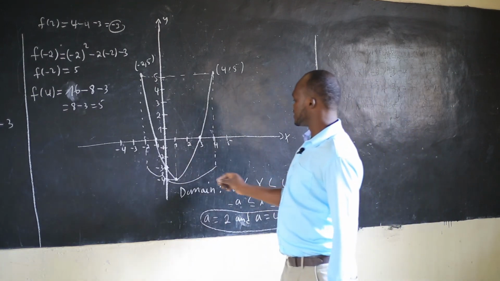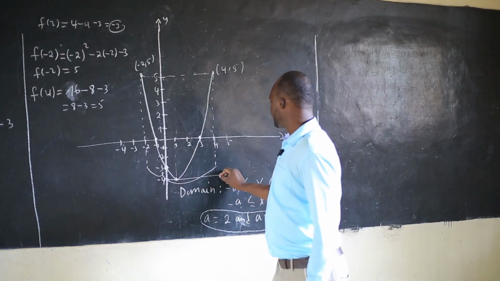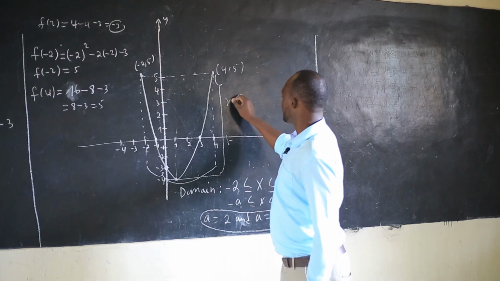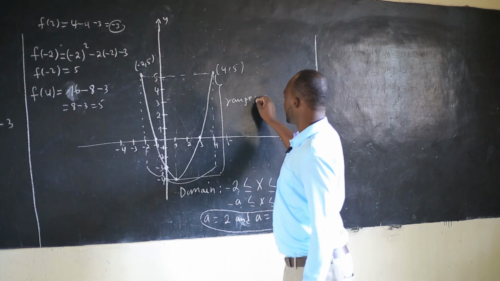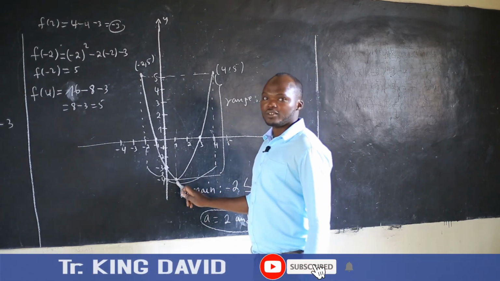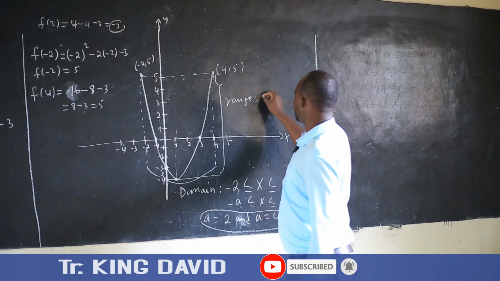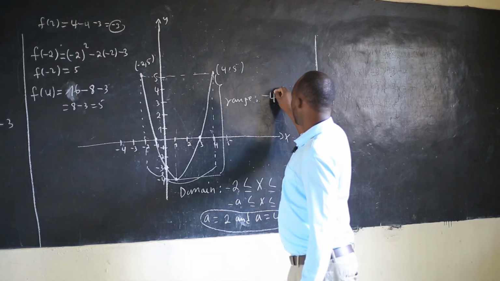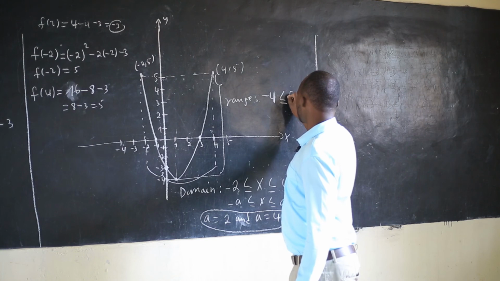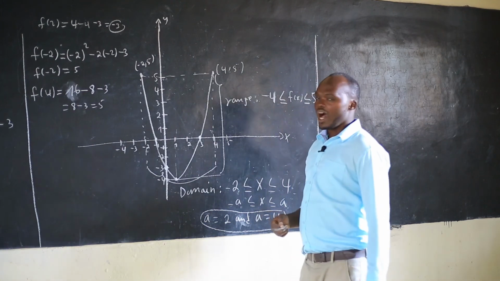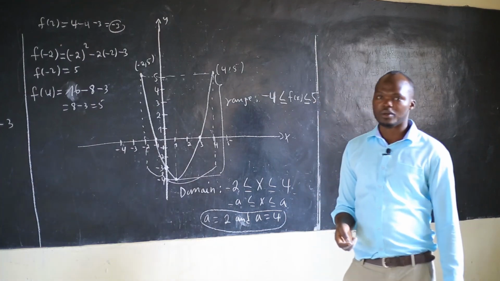As for the range, this is the minimum. As you can see, the small value is negative 4 and the bigger value is 5. So from negative 4 less than or equal to f of x less than or equal to 5. I hope you don't have any question from there. We can proceed.